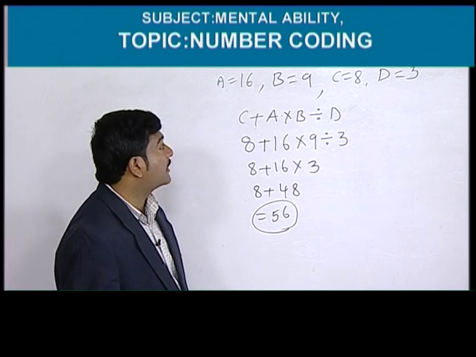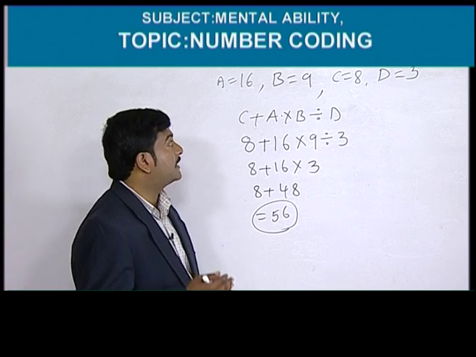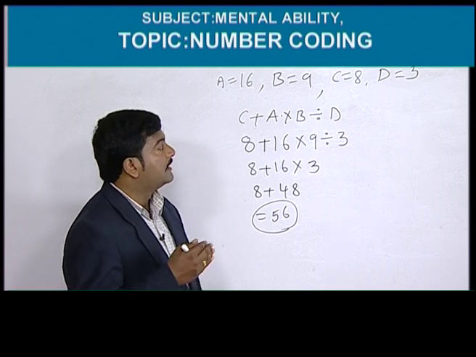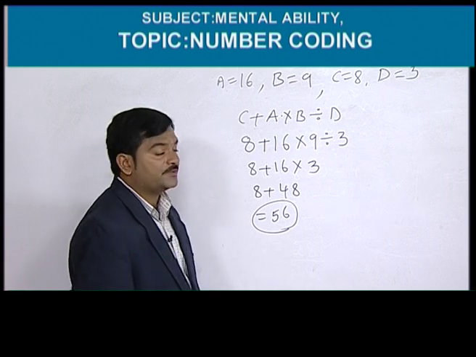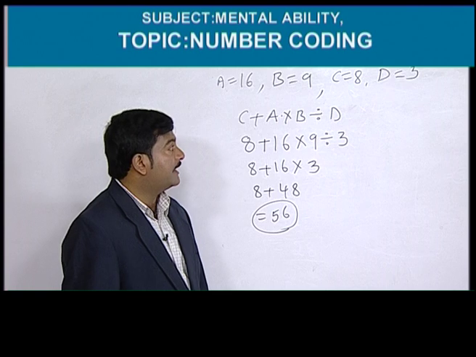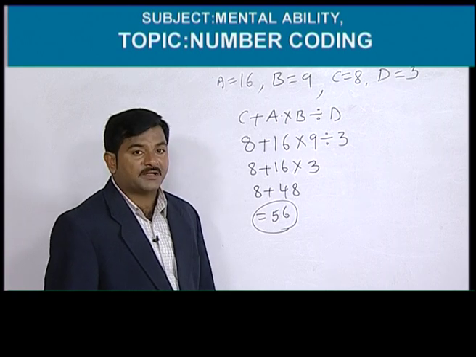In a certain code language, A means 16, B means 9, C means 8, D means 3. Then he asked to find the value of C plus A into B divided by D.